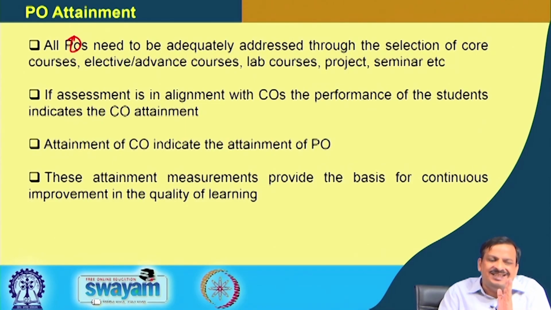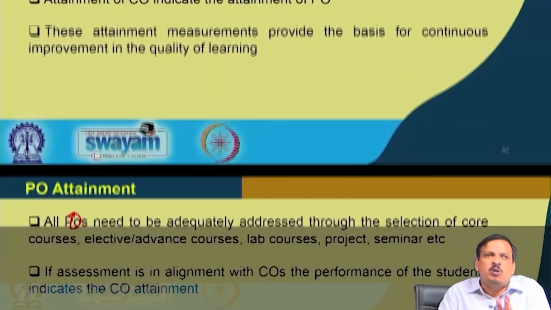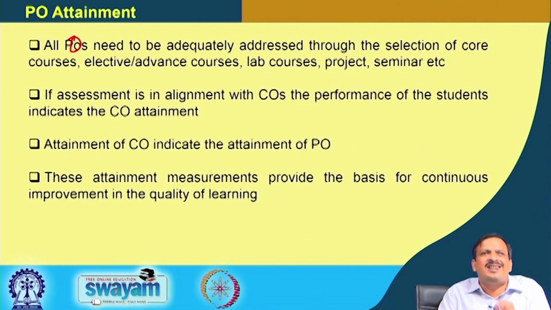Assessment must be aligned with the CO. So, your assessment method and test item must be aligned with the CO. If one CO requires software implementation, you cannot test it in the end semester or mid semester exam, you have to test it by assignment or a project. If your assignment methods and test items are both aligned with the CO, then the performance of the student indicates the CO attainment. If not, the attainment calculation is completely wrong.